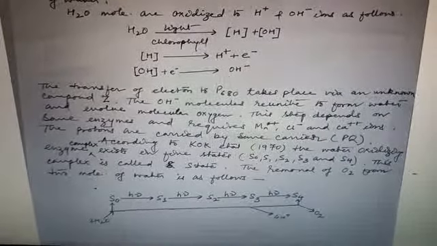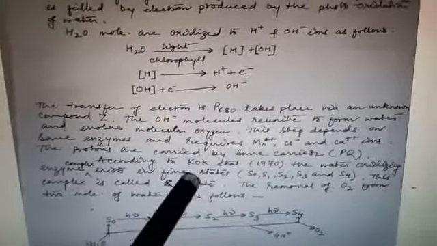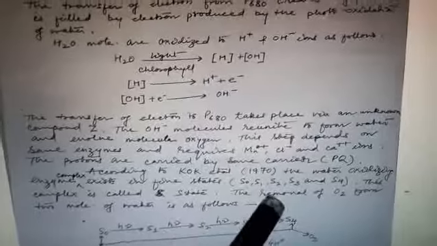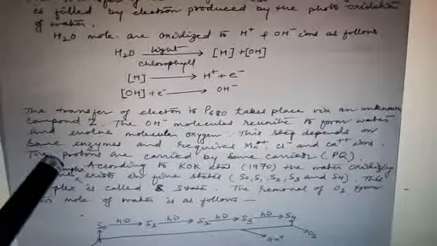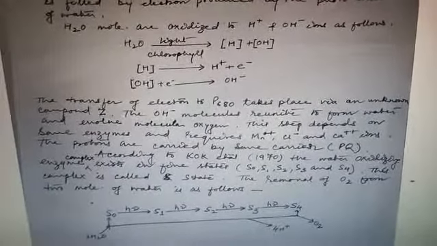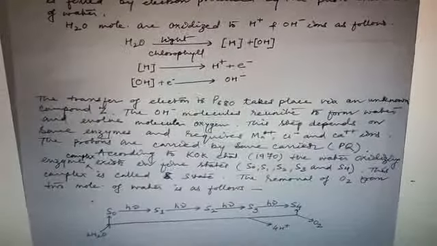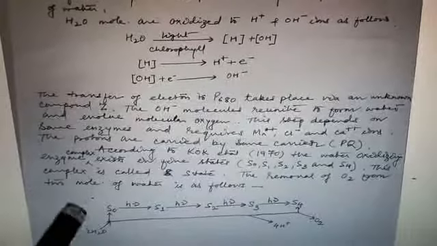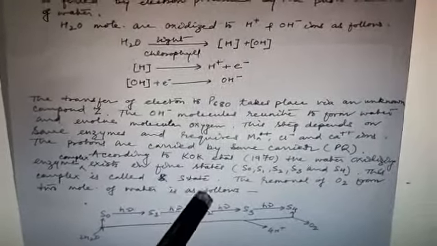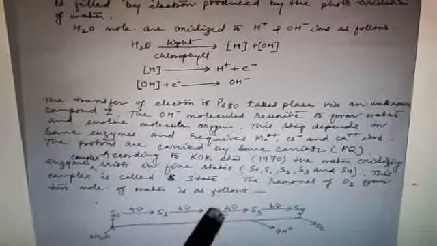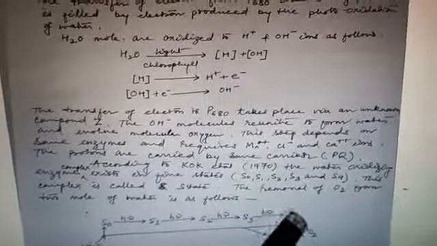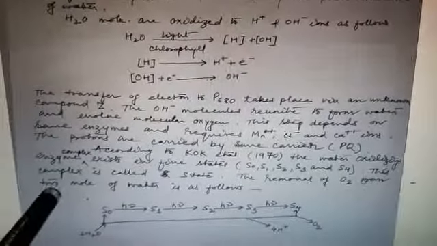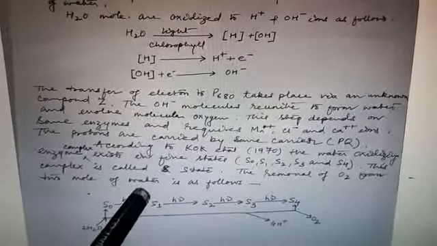According to Kok et al. in 1970, the water oxidizing enzyme complex exists in 5 states, that is S0, S1, S2, S3, and S4. This complex is called the S state, and all 5 states combine together to form the S state. The removal of oxygen from two molecules of water is as follows.